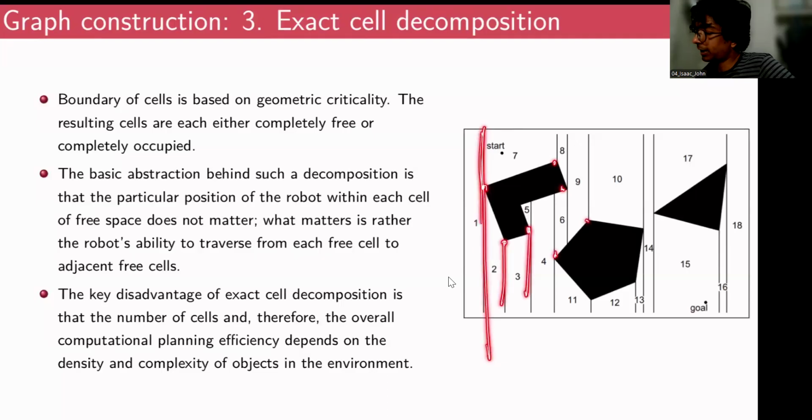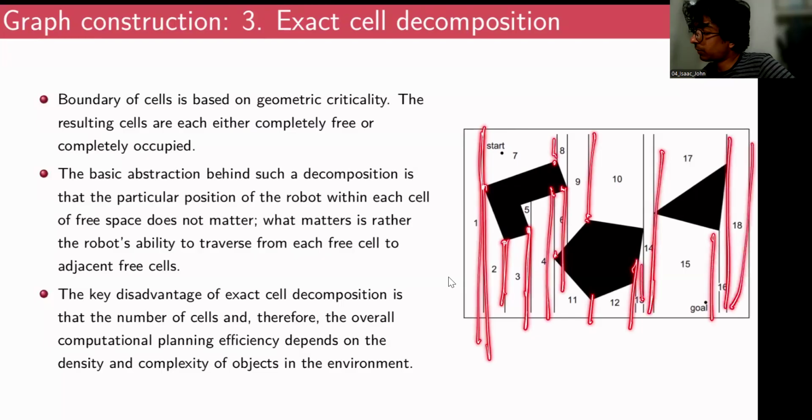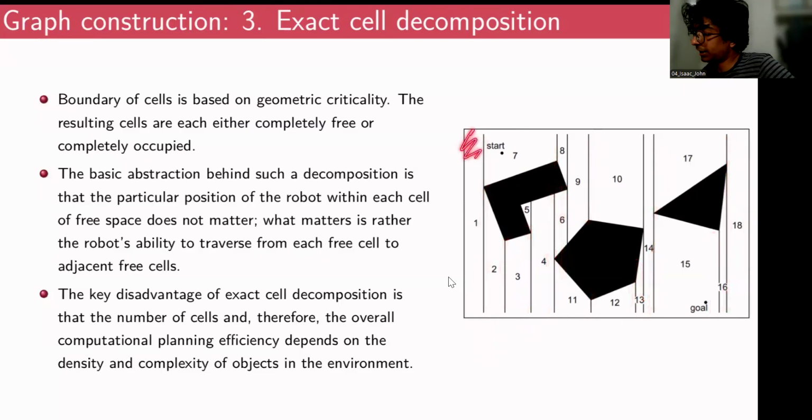You can simply create some vertical lines through each of these vertices, right? And once you do this, you are essentially creating a lot of cells like so, right? And these can all be sequentially numbered. And the motion of the robot is entirely dependent on whether the cells are completely free or completely occupied.